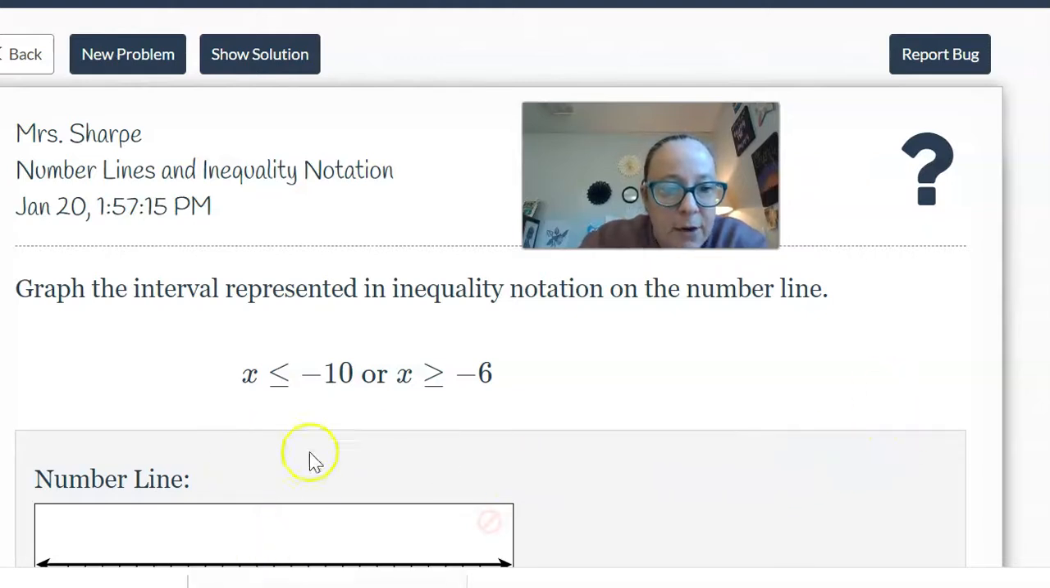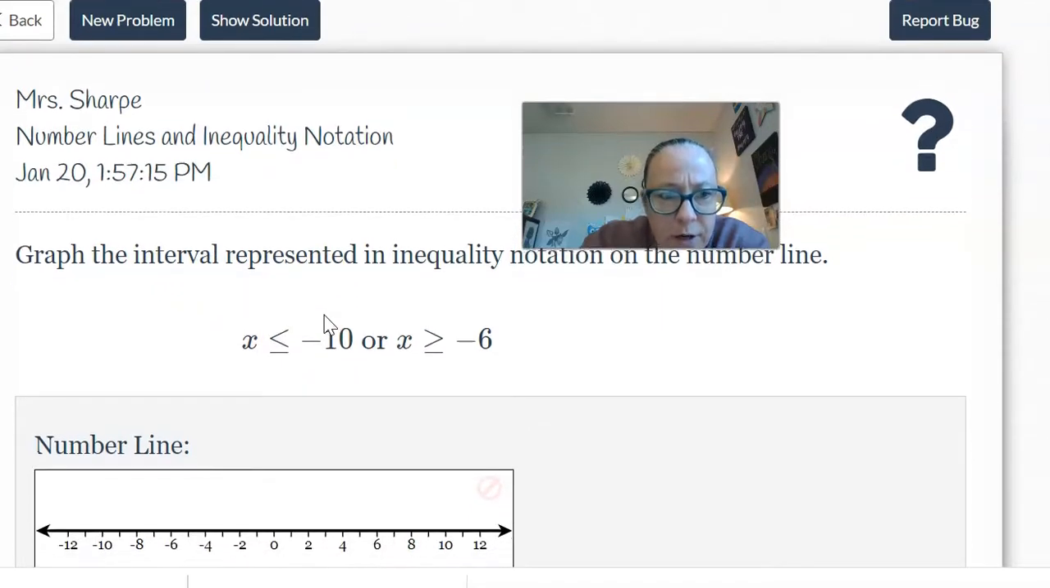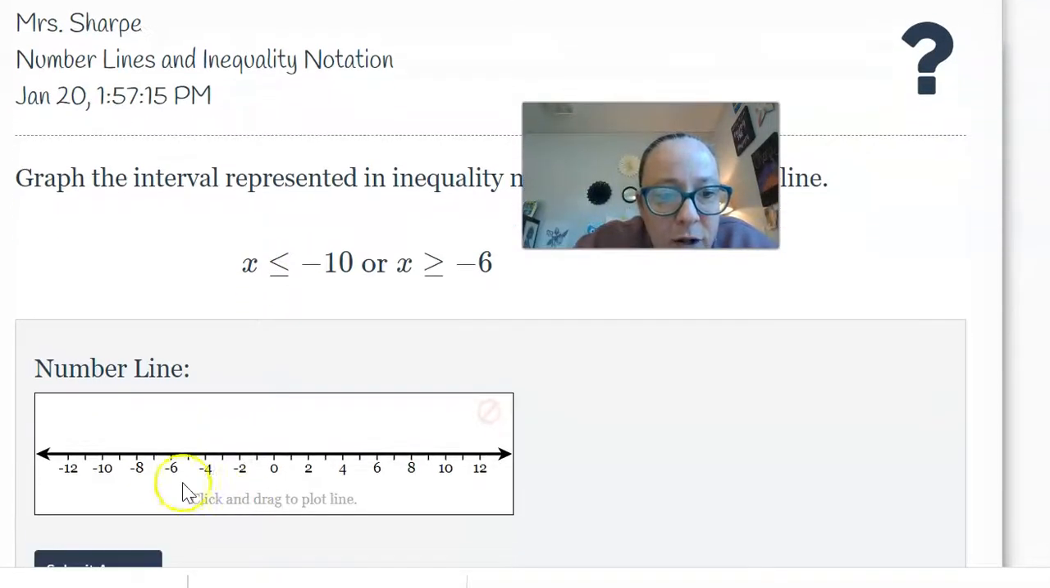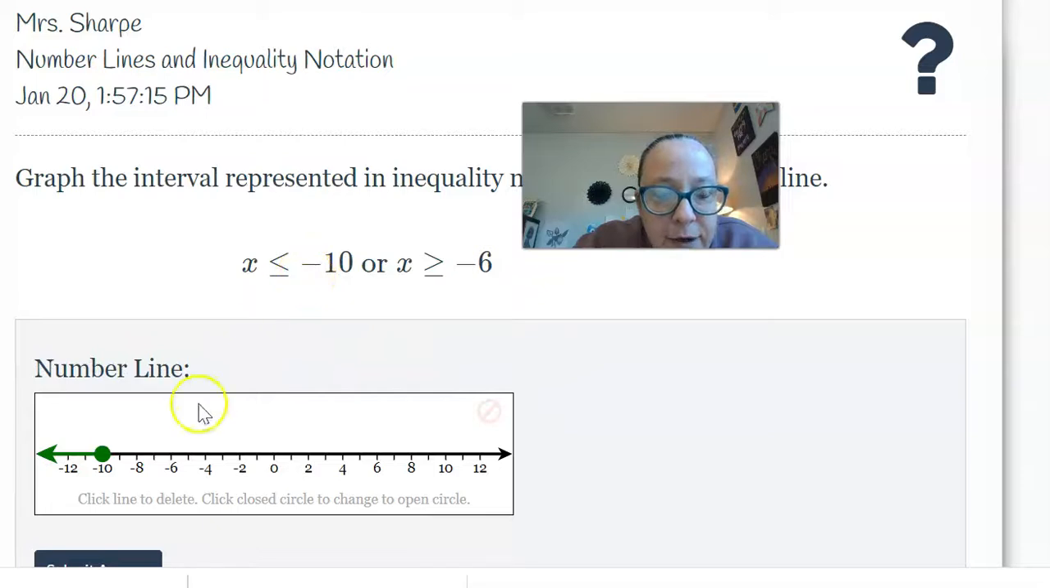All right, so it says, graph the interval represented in the inequality notation on the number line. So this is inequality notation. This is an or. We don't have it all smushed together with the variables in between. So this is where the graphs would go away from each other. So x is less than or equal to negative 10. It tells me right here, click and drag. So I'm going to go to negative 10, and I'm going to drag this way because it says x is less than or equal to that.